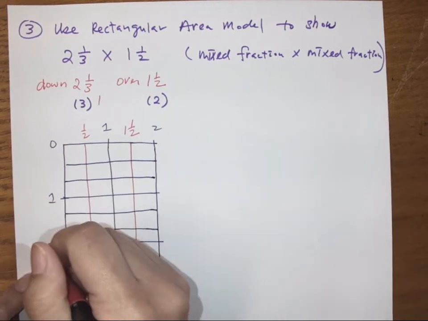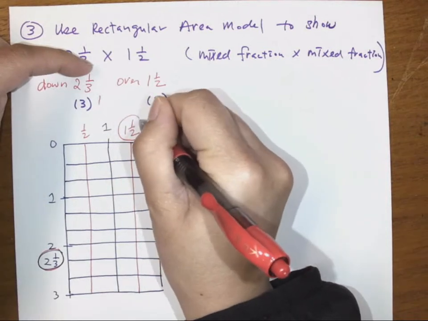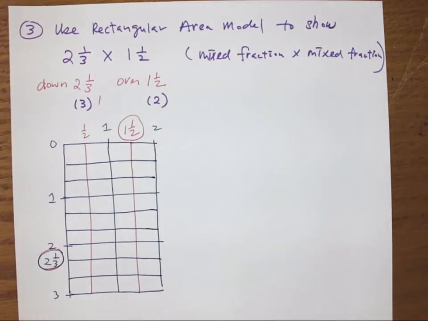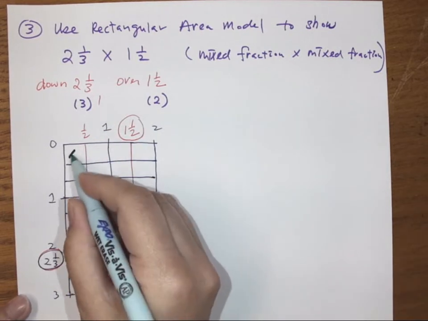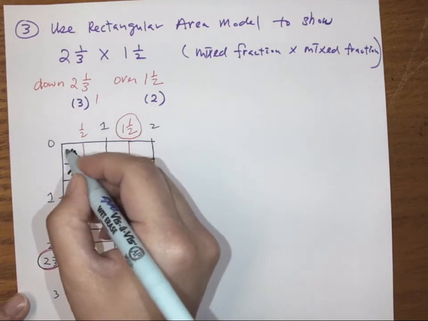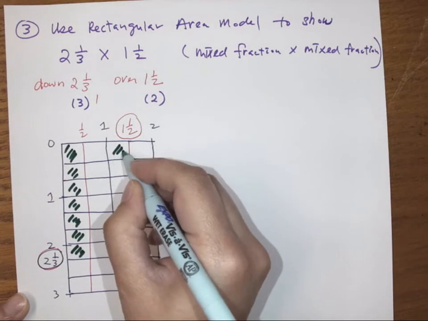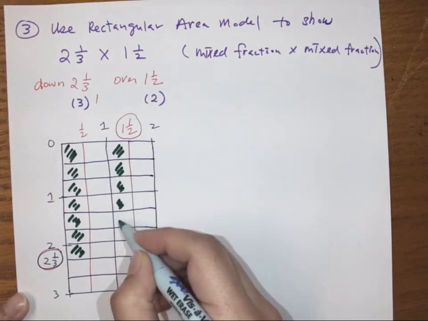Remember I said go down to 2 1/3, go over to 1 1/2. So we got that part, and we're going to need to shade some boxes. So I'm going to use this. So I'm going to go down to 2 1/3, and over to 1 1/2.